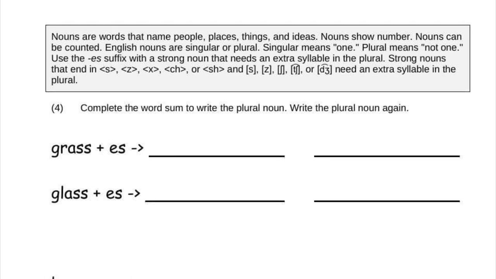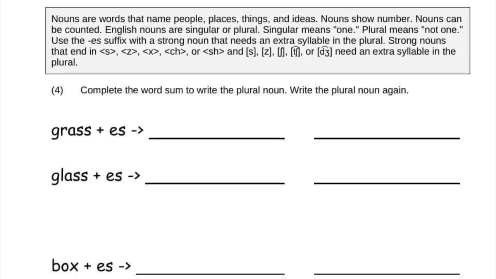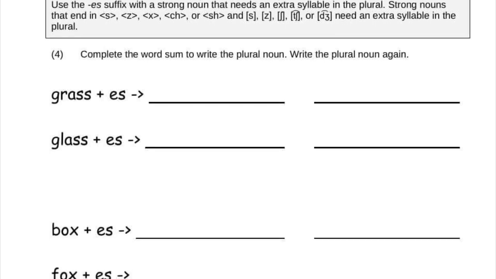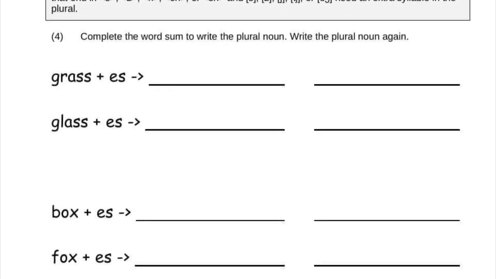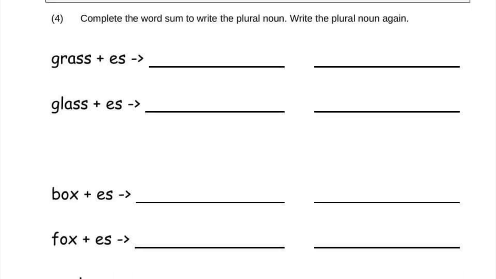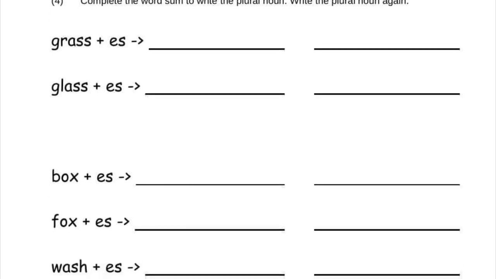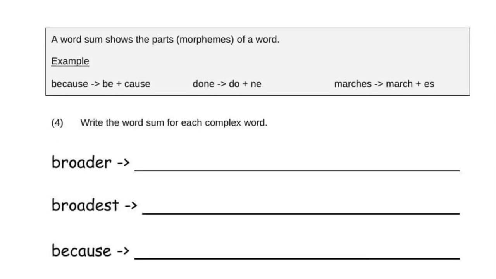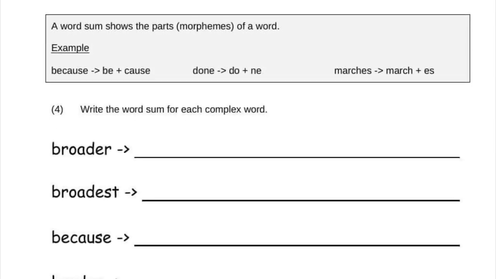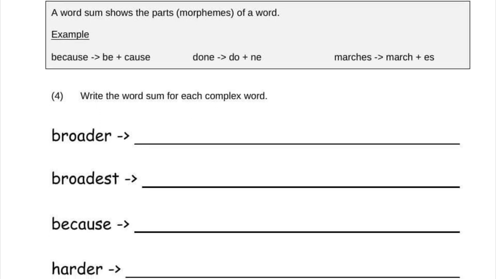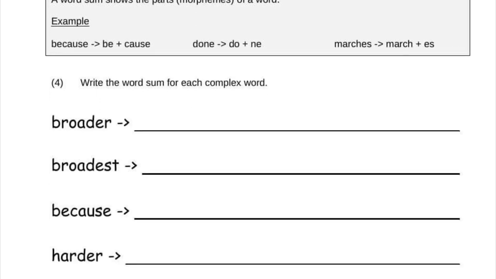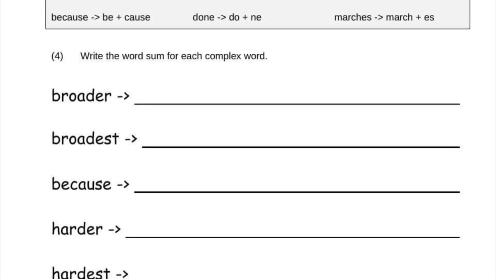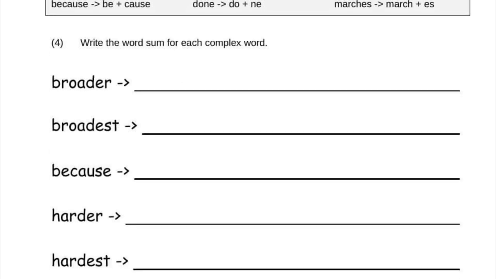In addition to teaching common English suffixes, Level 2 includes important spelling rules. For example, the ES suffix adds a syllable to a noun or verb such as grass plus ES is grasses. Students also learn to find the morphemes in complex words by writing word sums in later lessons. Understanding that words consist of morphemes is essential to understanding the English spelling system.